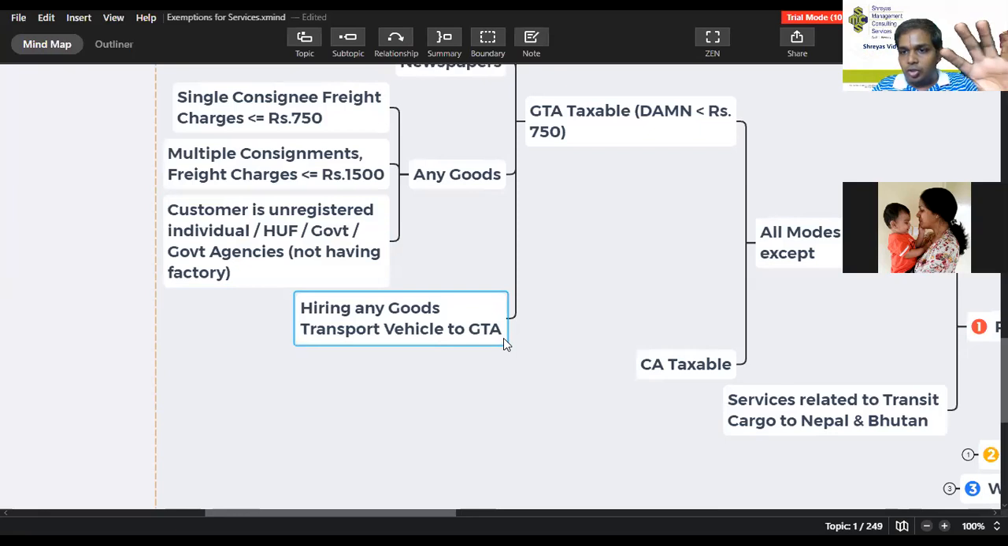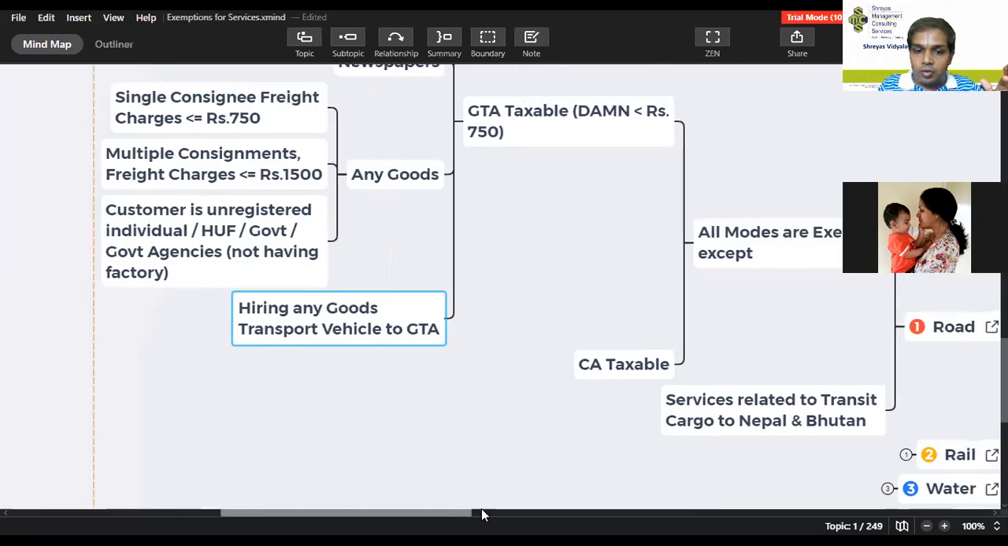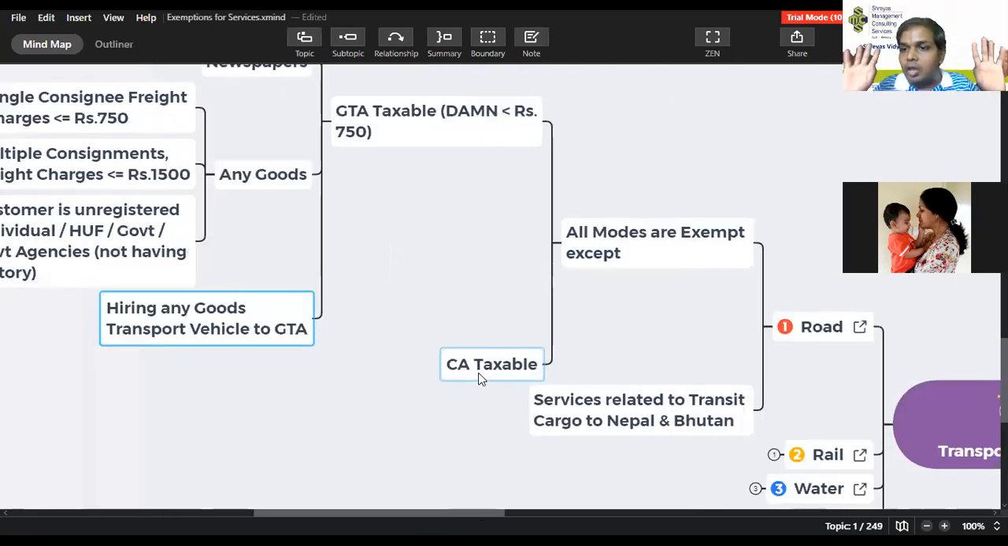So they're looking at two exemptions here on road. One is based on product, DAM. Another one is based on amount. Apart from that, hiring to that agency is also exempt. So this is what we have discussed about GTA. Now let's look at courier. For courier, all transport methods are taxable, sir. There is no exemption. Only for a transport agency, GTA, we are looking at it.